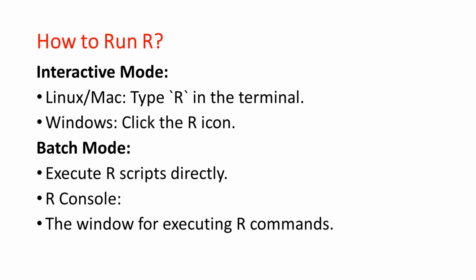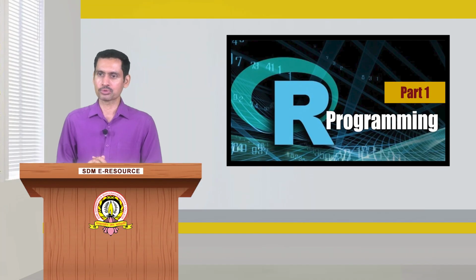In case of a Linux or Macintosh operating system, we need to type the letter R in the terminal window. In case of the Windows operating system, you have to click or double click on the R icon that is available on the desktop or start menu. The window for executing R commands is called the R console.